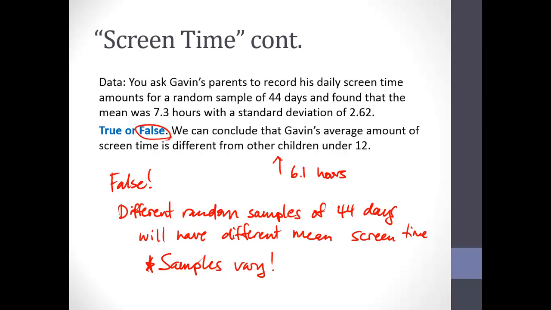So the question: what would make the statement true? Kind of nothing would make this statement true, actually. What would make the statement true? I guess making the statement true is if we were able to look at every single day of the year. If we were somehow able to get our population parameter that we're interested in here, the average amount of screen time that Gavin has. So if somehow we were able to look at every day of his life, and if that number was different than 6.1, then the statement would be true. So the idea is that we've just taken a sample, we haven't seen the whole population. And so we can't say just from the data that this is true.